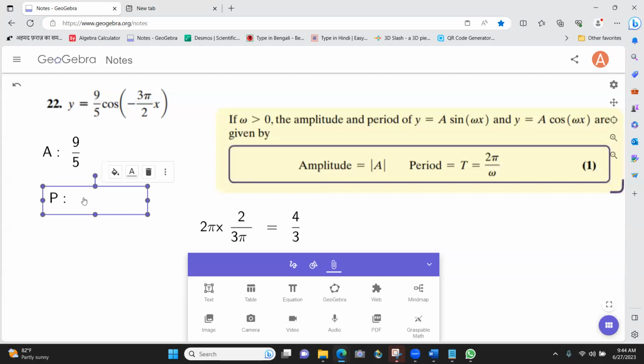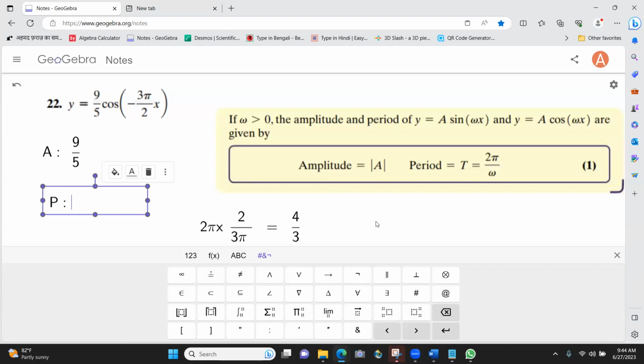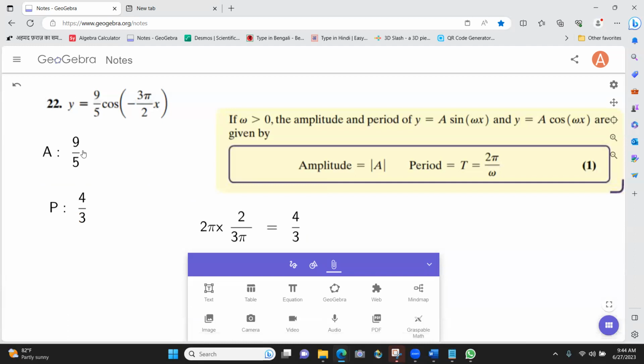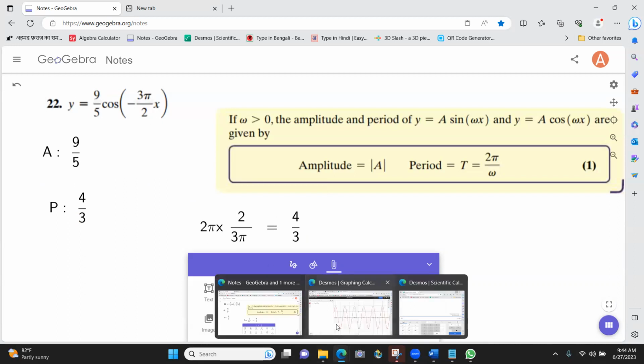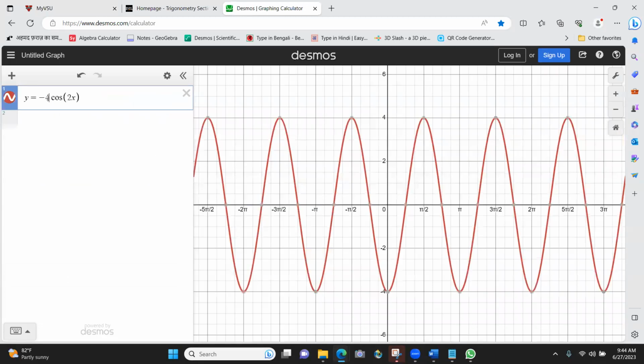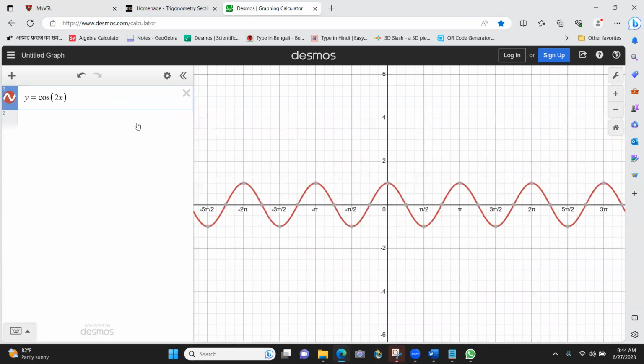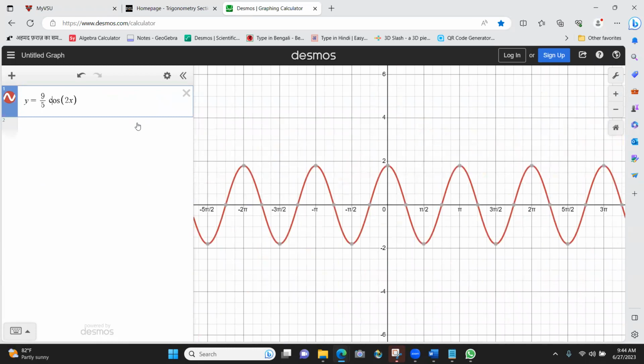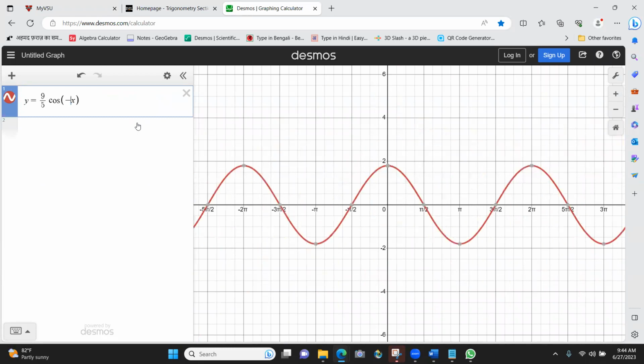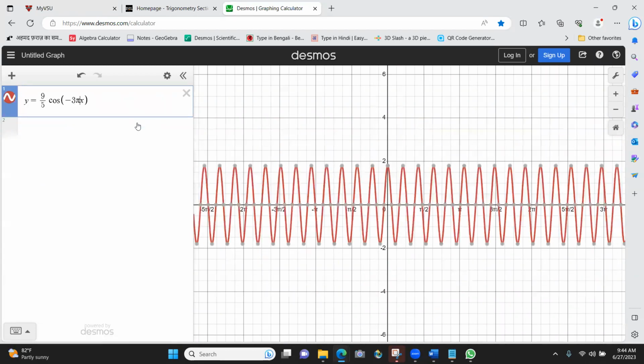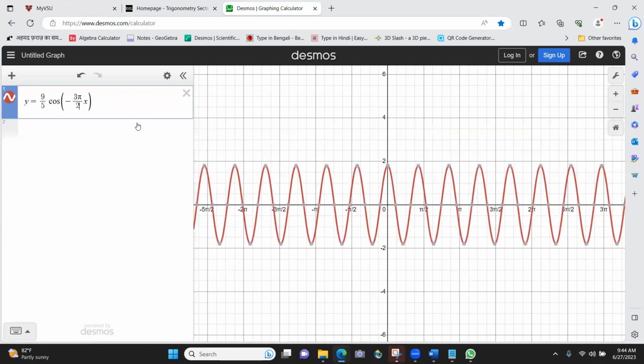And I will try to show you on the graphing calculator that that's reasonable. It'll be a little hard to see because these are fractions, but we'll try to do our best. So it's 9 over 5 negative 3 pi over 2. Let me see if I can graph it. 9 over 5 negative 3 pi over 2.